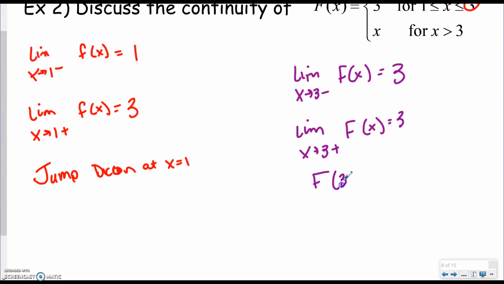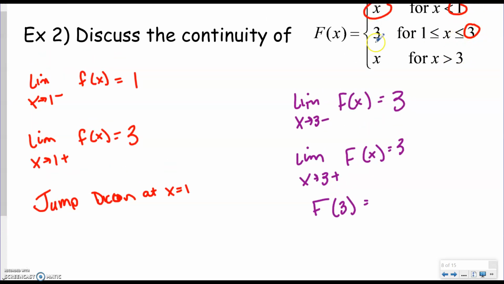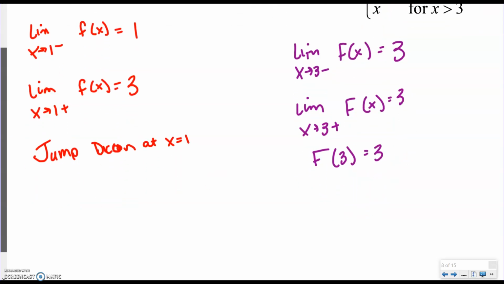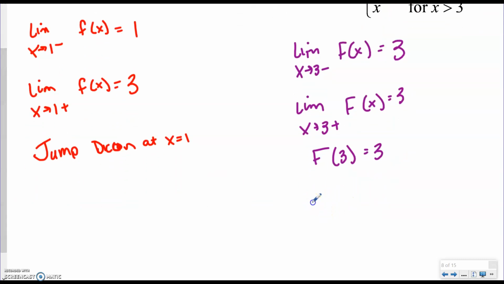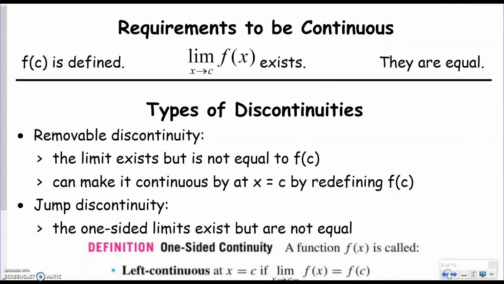and if I found f of 3, okay, so when x is equal to 3 here, we're going to use 3. Since those two are equal and f of 3 is equal to that limit, this is continuous at x equals 3. Okay, so both limits are equal, the point is defined, and it is also equal. We're good. Okay, so go back to these requirements. F of c is defined, both one-sided limits are the same, and then they're equal.